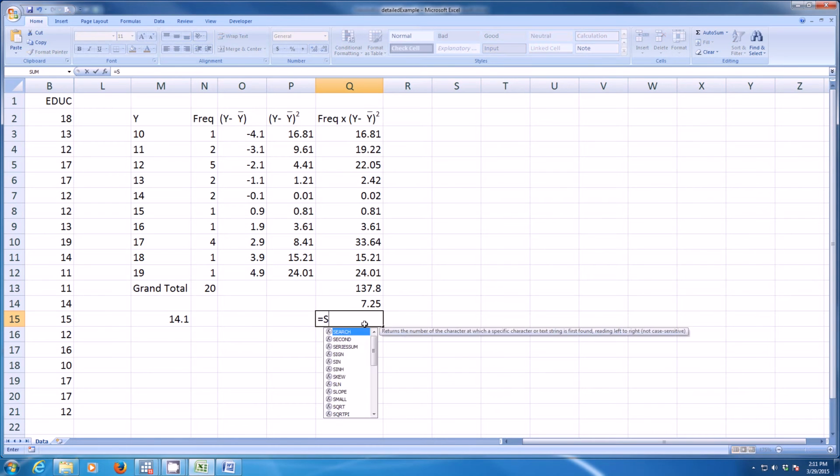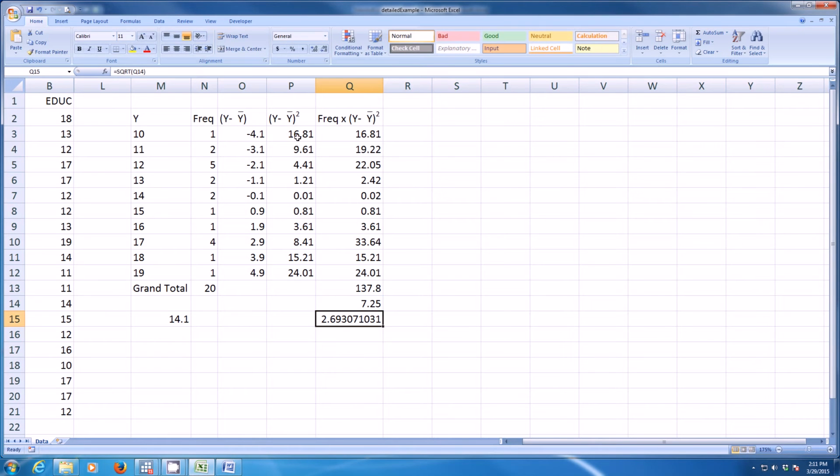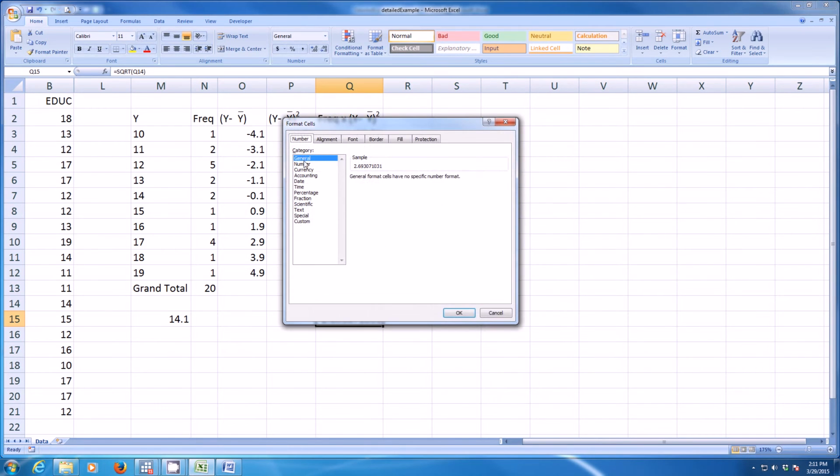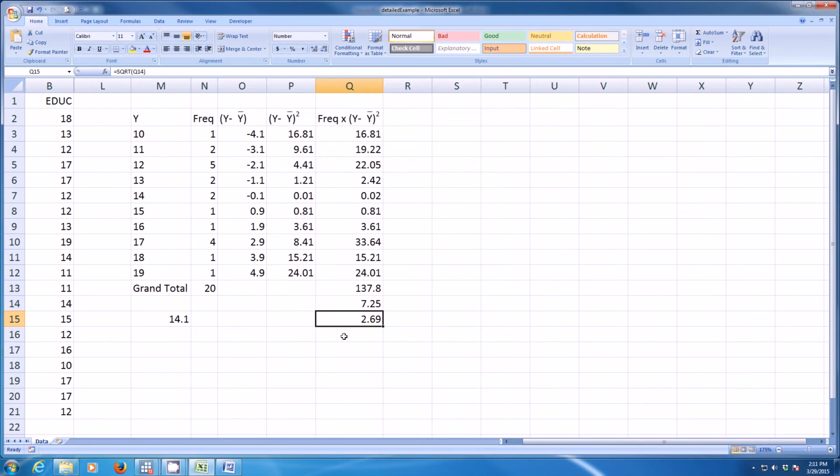And if I take the square root, using the Excel square root function of the variance, I'm going to get my standard deviation. And again, if I round this to 2 decimal points, I get a standard deviation of 2.69. So what does that tell me? Well, on average, people have about 14 years of education, with a little under 3 years of education as a standard deviation.